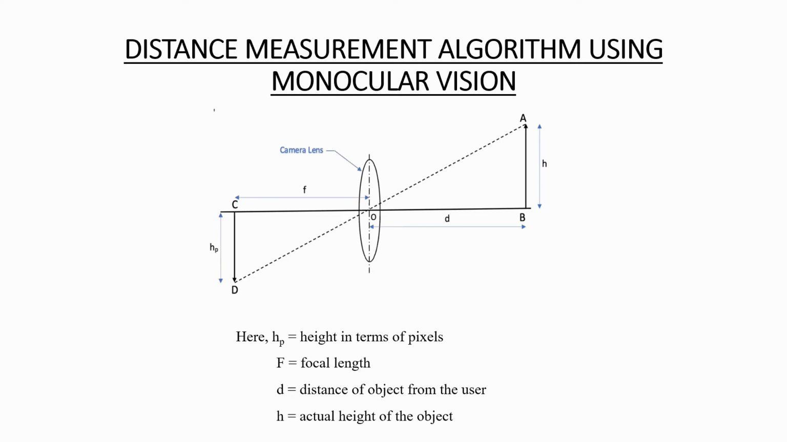Monocular vision basically works on the lens law. As you can see, similar triangles are being created. So if we know the focal length of the camera and the height in pixels of the object that is being detected, as well as the actual height of that object, which is the average height in our case, then we can calculate distance by using similarity of triangles.